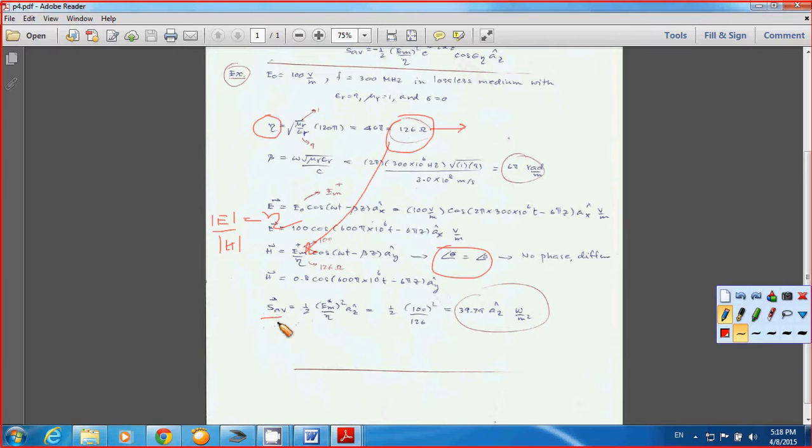And from that, you can find the S average to be one half E_m star squared over eta, in the a_z direction. So your E_m is 100 and eta is 126. You end up with the S average to be 39.79 a_z watts per meter squared.